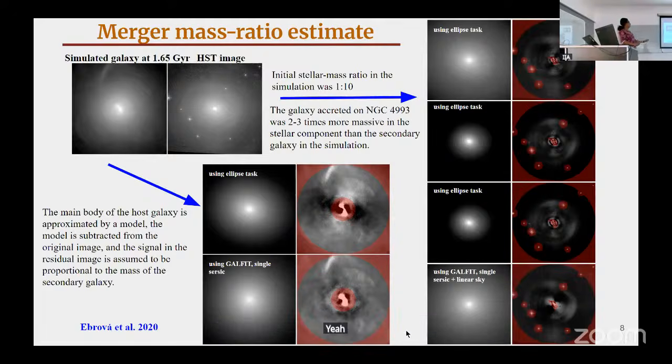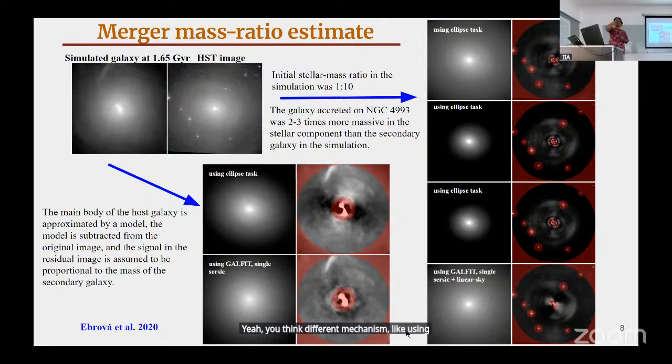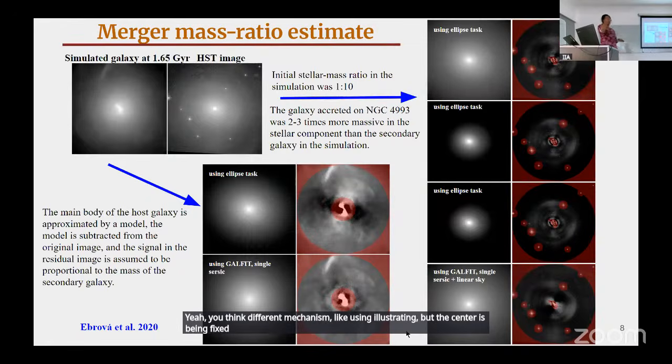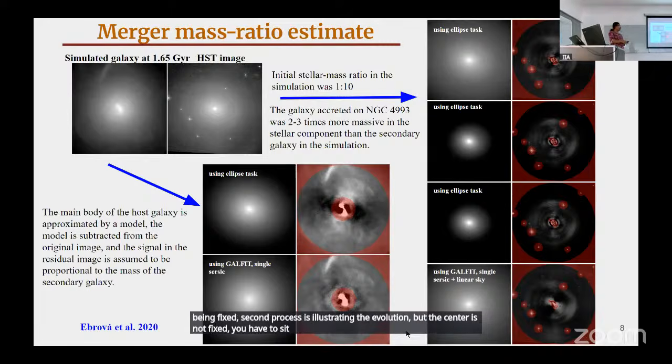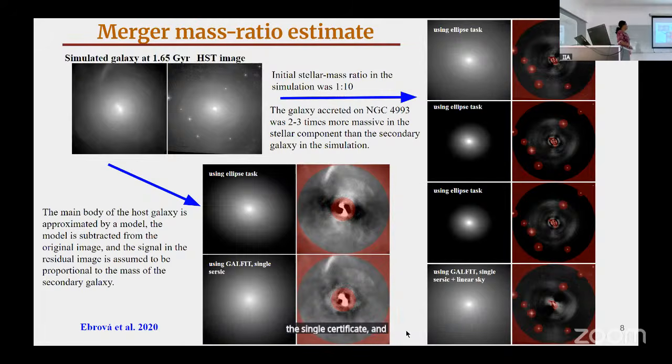Yeah, using different mechanisms like ellipse fitting, where the center is fixed. The second process is ellipse fitting where the center is not fixed. Ellipticity and position angle also vary. Similarly, in the third process, they have used a different sigma clipping method. And the fourth is this: they have used galaxy modeling, with a single Sersic fitting, and then they got the corresponding residual.